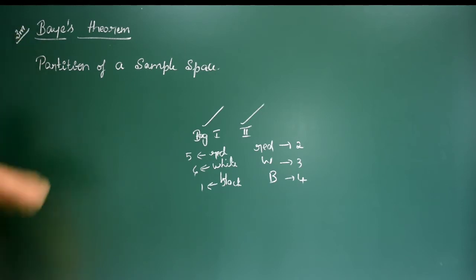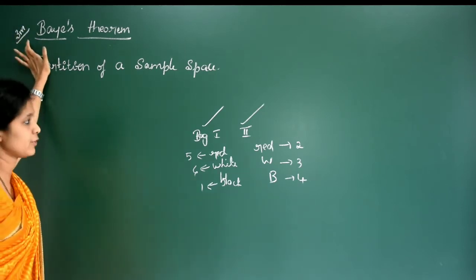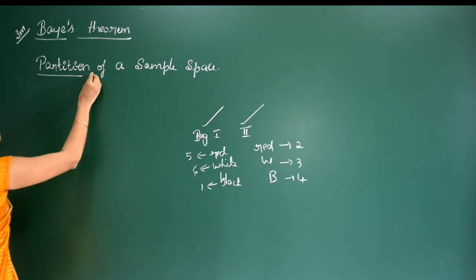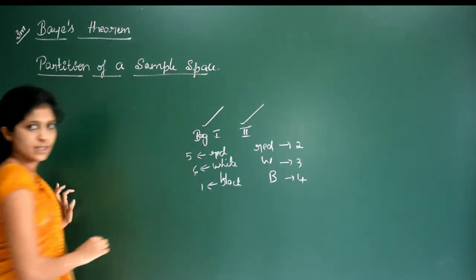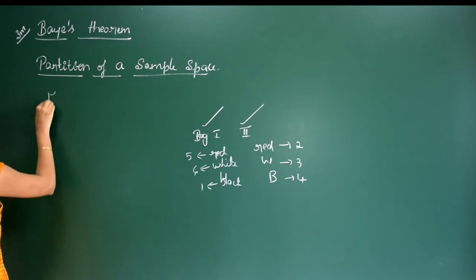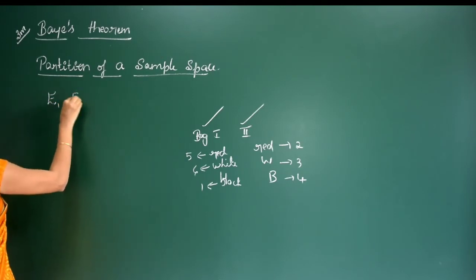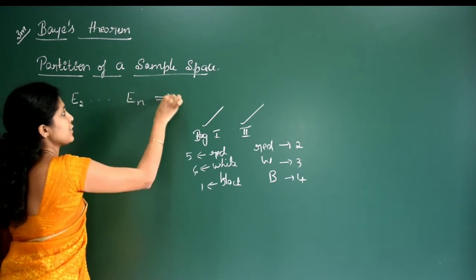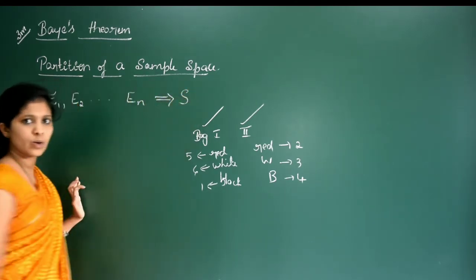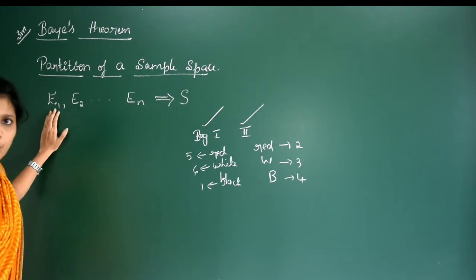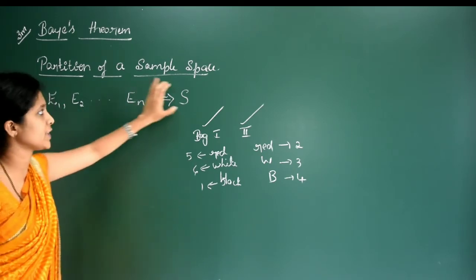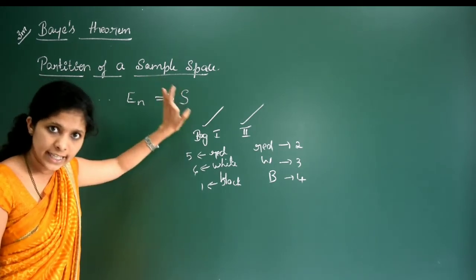Simple problems are there, so those are important for 3 marks. Let us see this one. First we will see what a partition of a sample space is. Suppose I consider the events E1, E2 till En associated with the sample space S. There are many events, n number of events.